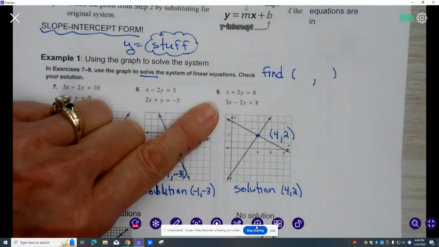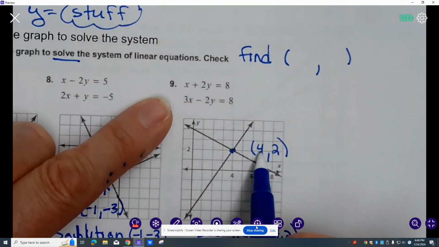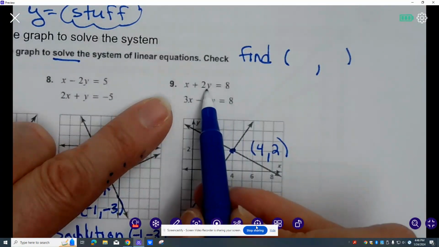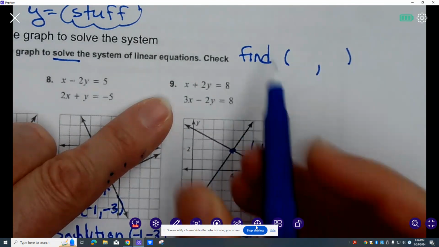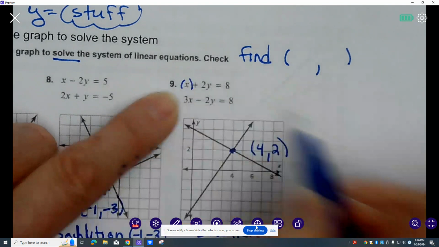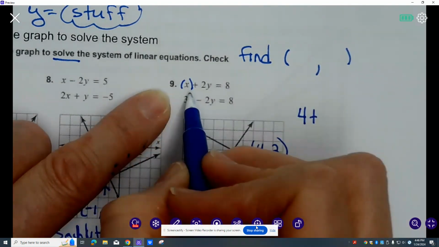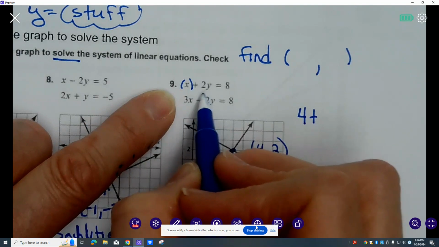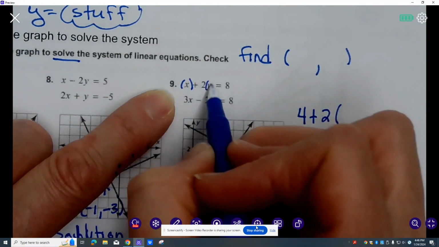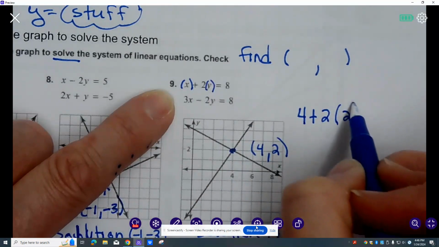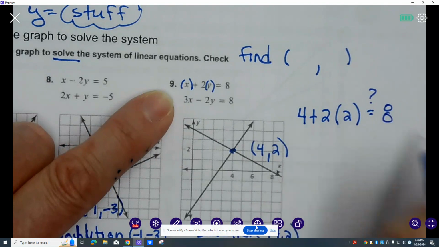I'm going to zoom in a little bit here. Where the x is, I would put a 4. Where the y is, I would substitute in my 2, and then I would see if I get 8. So I'm going to throw out the x and put in a 4. So instead of x plus 2y, it would be 4 plus 2y. And then when I get to the y, I'm going to throw out the y and put in a 2. And remember, I'm checking to see if it equals 8.